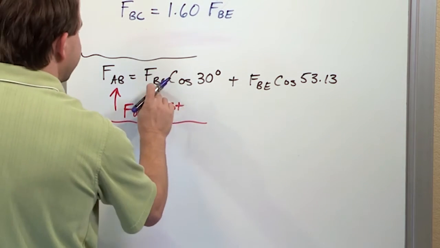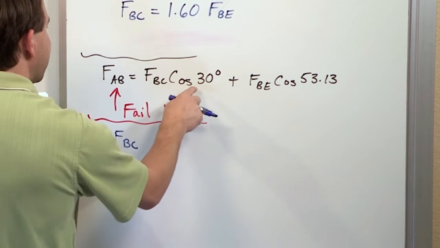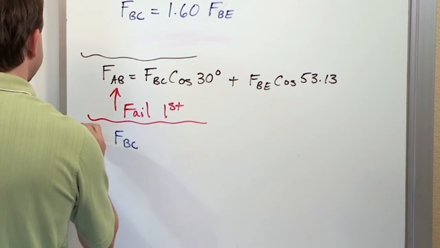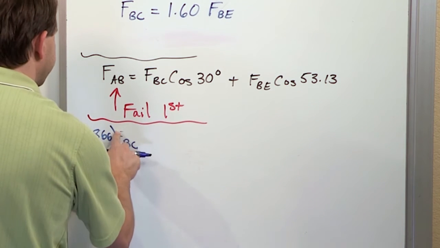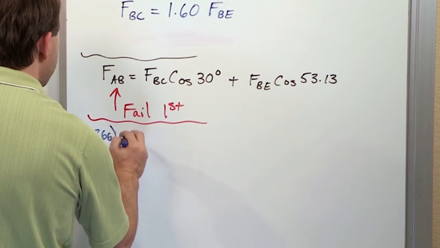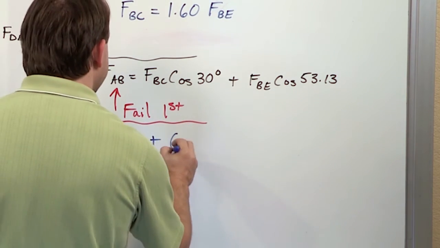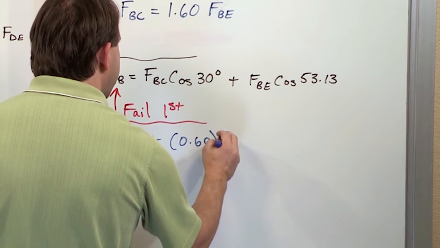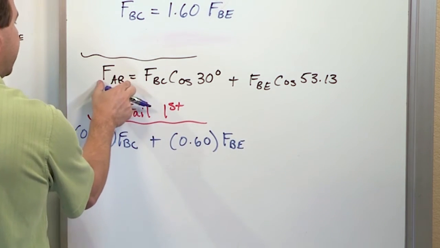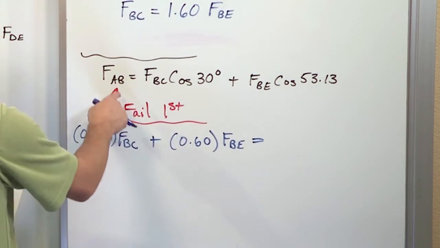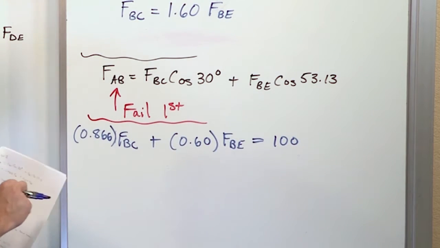Let me rewrite this equation. This right here is FBC times cosine of 30, and cosine of 30 is 0.866. Let me make this a little bit clearer: FBC times this. And then we're going to add to this, cosine 53.13 is 0.60 FBE, like this. And then FAB, we're going to put on the right-hand side, we're going to say that it fails first, so it reaches the 100 Newton tension first.